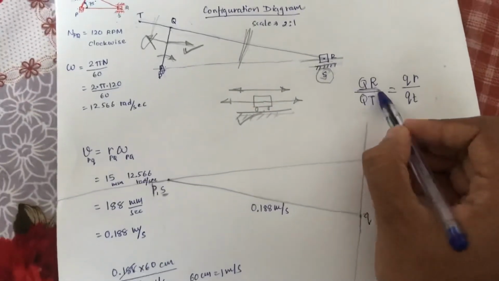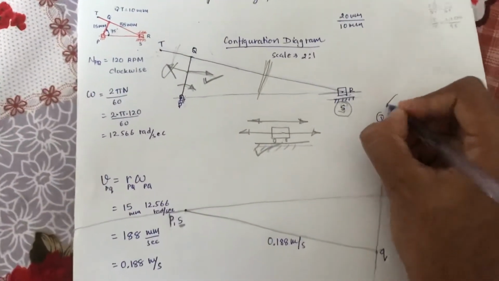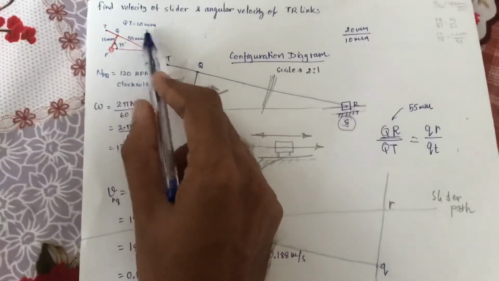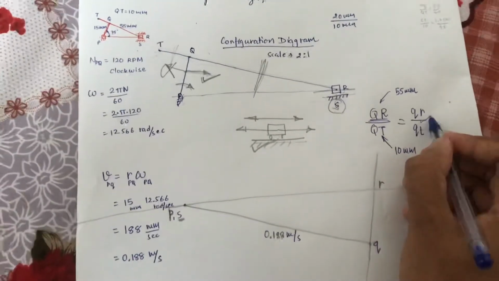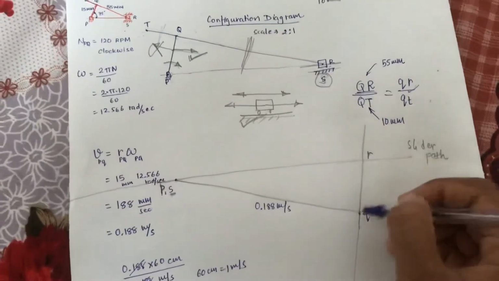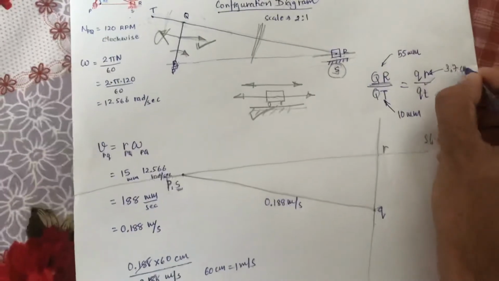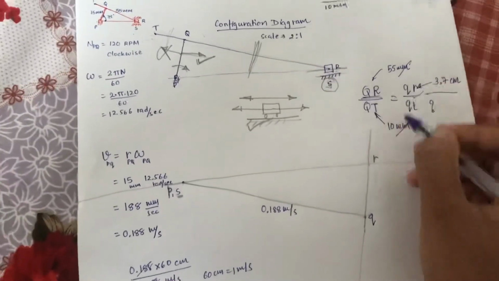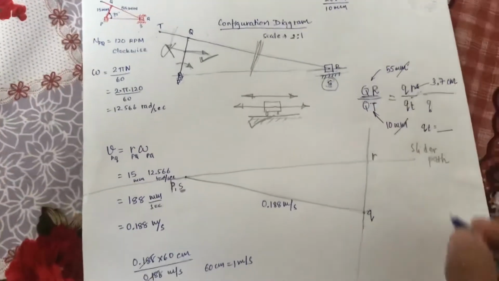Now QR. When you see this QR dimension, it is given as 55 mm. QT is given separately as 10 mm. Small QR you can find by measuring this dimension in centimeters. According to my diagram, it is 3.7 centimeter. Divided by small qt, which is not known, so mm is cancelled out. When you do cross multiplication, you will have the dimension of qt.